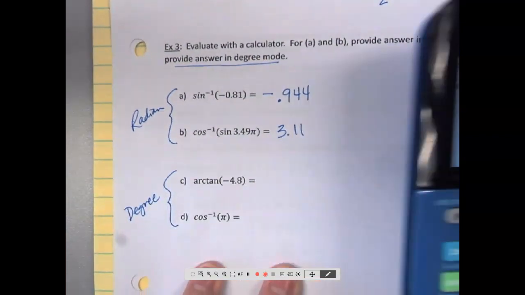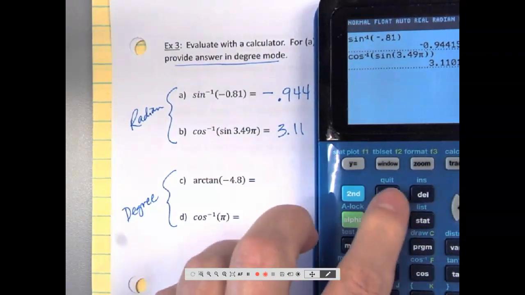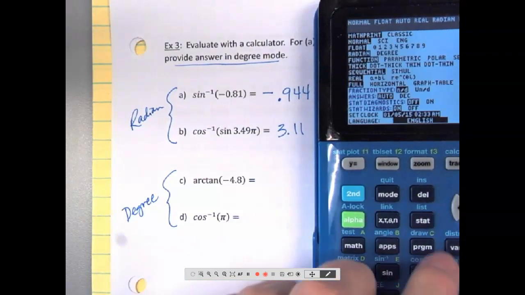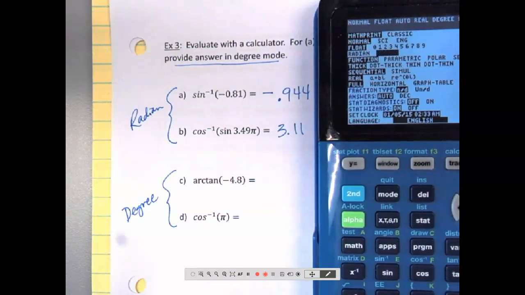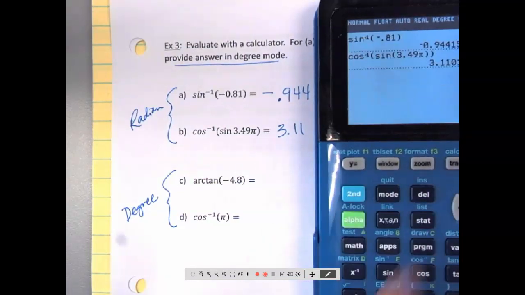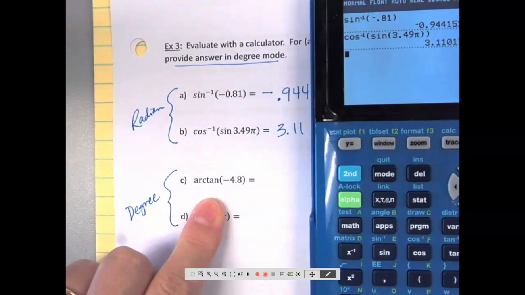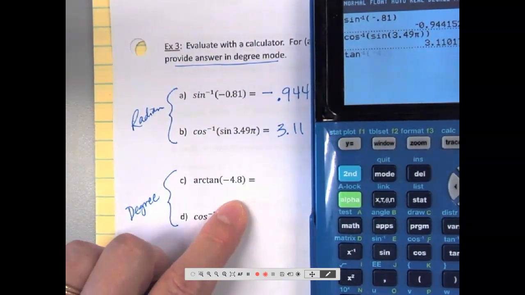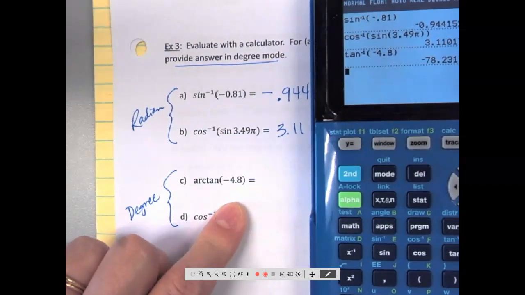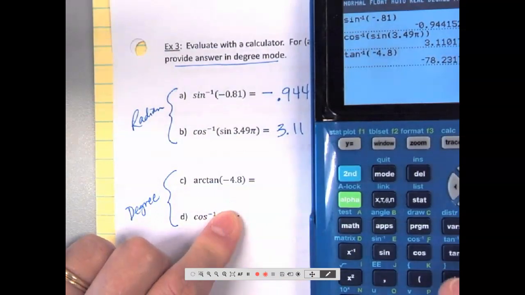Okay, so the last two I want degrees, so go to mode, switch to degrees. It did the same thing. Arctan. Ooh, where do I find arctan? Tangent inverse of negative 4.8. And that gives me negative 78.2 degrees.